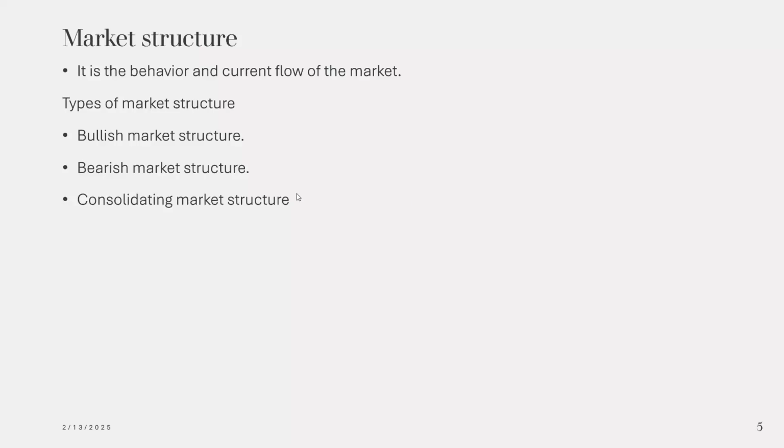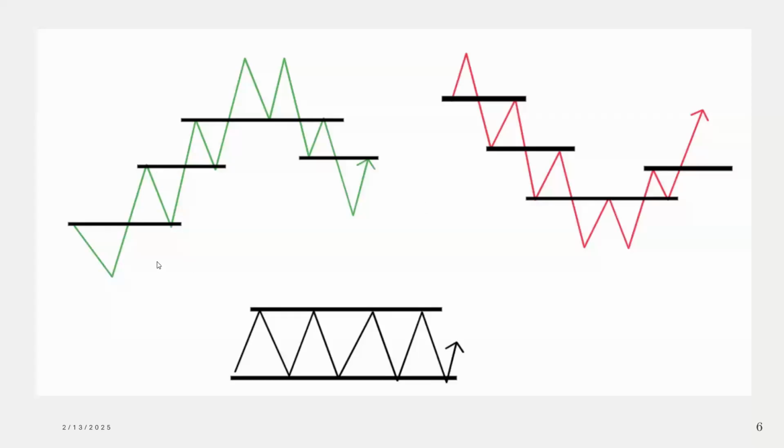Now, market structure. Market structure is the behavior and current flow of the market. There are types of market structure: bullish, when the market is going up; bearish, when the market is going down; and consolidating market structure, when the market neither goes up nor down. It just keeps consolidating in between, forming support and resistance zones, waiting for a breakout to happen. Then you can place your trade after waiting for confirmation.